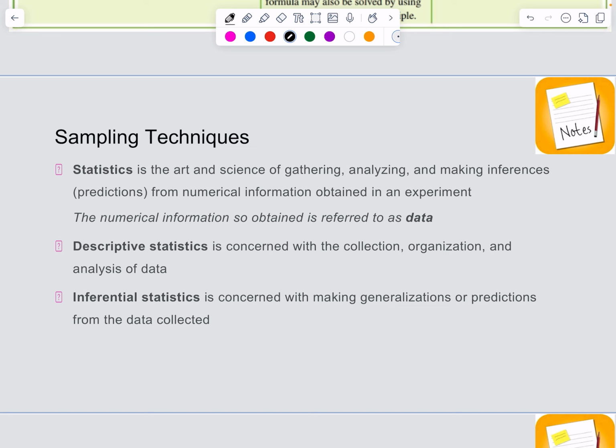There are 2 types of statistics. One is descriptive. That is concerned with collection, organization, and analysis. And then the inferential side is concerned with making the predictions from the data. So there's 2 different pieces of it. Both are very important to be accurate.